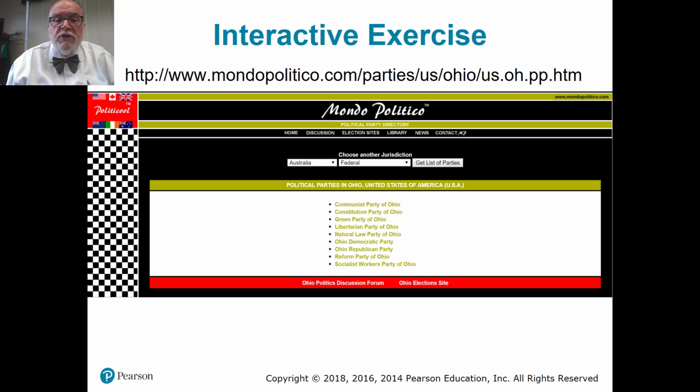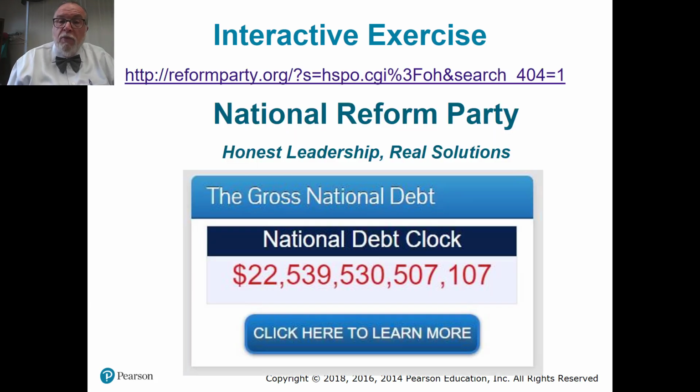And then I pick one, which was the Reform Party of Ohio. The Reform Party of Ohio rarely wins any seats, but they're a one-issue party, and they believe in kind of a moderate government that tackles big problems. And their big problem that they like to go after is the gross national debt. Now, this is a rolling clock. If you go to this website, you'll see it all the time, and that's 22.5 plus a lot of zeros, growing every day, Republican or Democrat. And they're trying to bring attention to that particular deal.